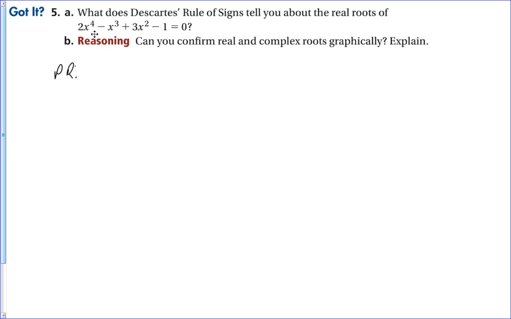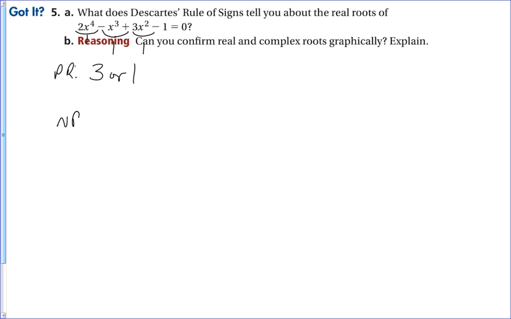Well, that's positive, goes to negative, that's one sign flip. Negative to positive, that's one sign flip. Positive to negative, that's another sign flip. So we're going to have 3, because 1, 2, 3 sign flips, or 3 minus 2 is 1. So we're going to have 3 or 1 possible positive roots.